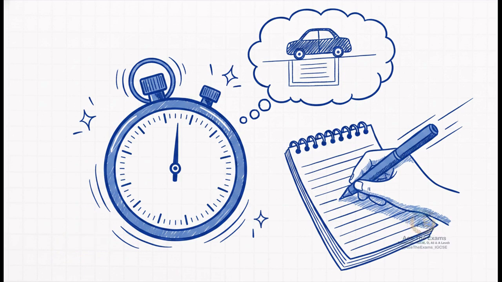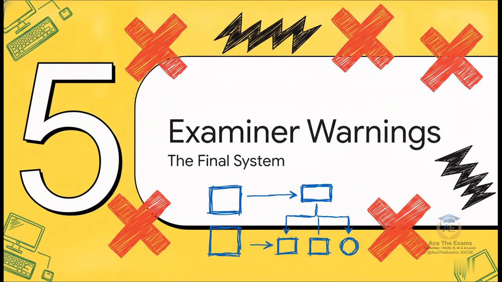Explanation: detail exactly how this analog data is converted and processed by the central garage system. Link: connect it directly to the overall efficiency and traffic flow of the parking garage. If you can mentally draft that structure in your head in 30 seconds, you are genuinely ready for whatever they throw at you. We have reached Act 5, the top examiner warnings and your final success blueprint.